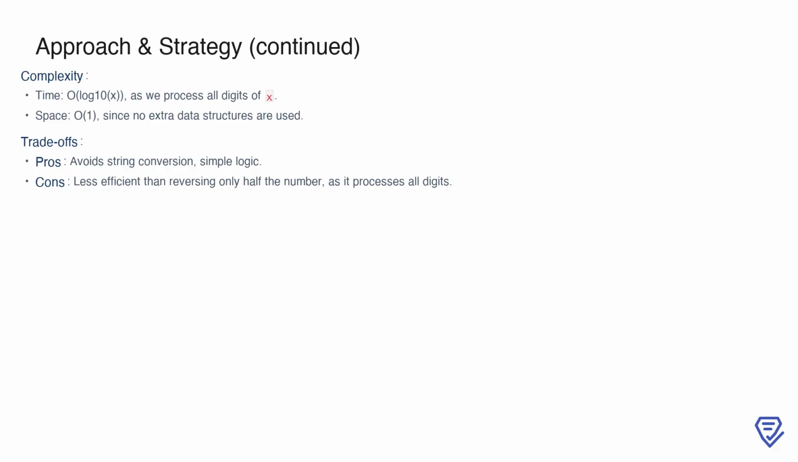However, compared to the optimized approach, it is less efficient because it processes all the digits of the number rather than stopping after reversing half. This trade-off makes it a less ideal solution when efficiency is a priority, even though it might be easier for some to implement or understand.